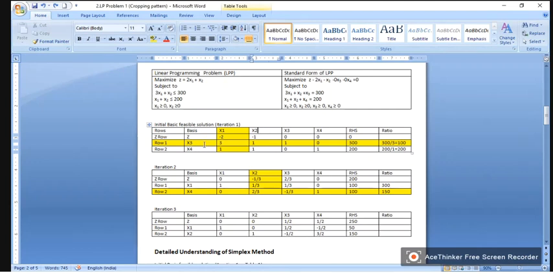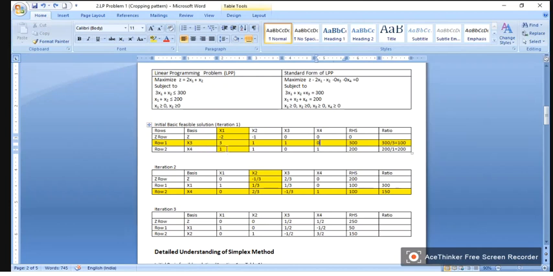Now after writing this, for row 1, you have to consider the first constraint. For x1, what is the coefficient? 3 in the first constraint. For x2? 1. For x3? 1. For x4? 0. Actually, there is no x4 term, for that reason we can put 0.